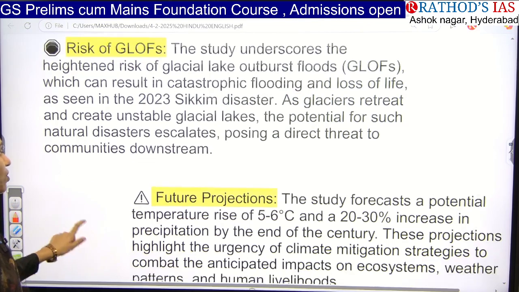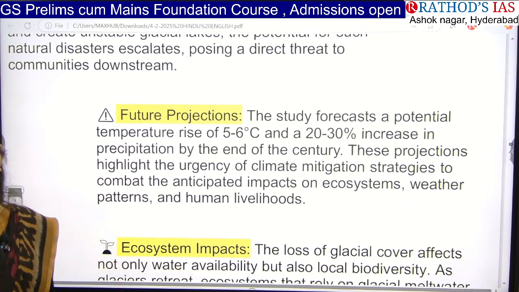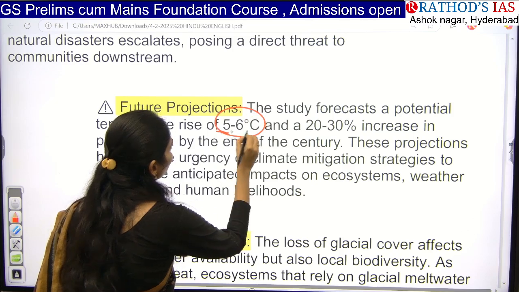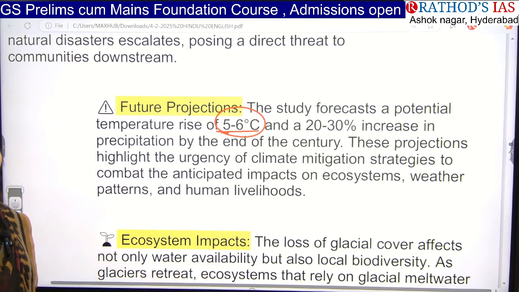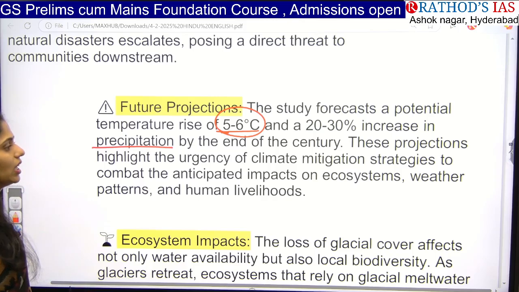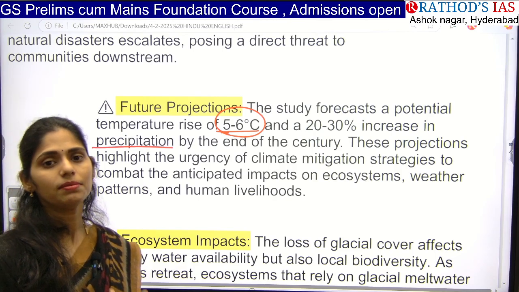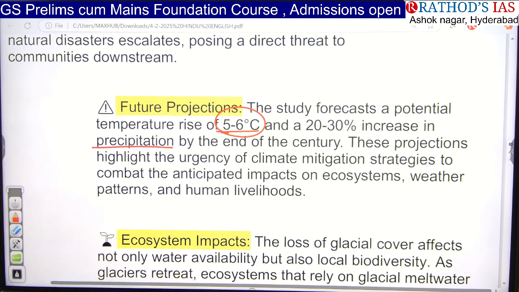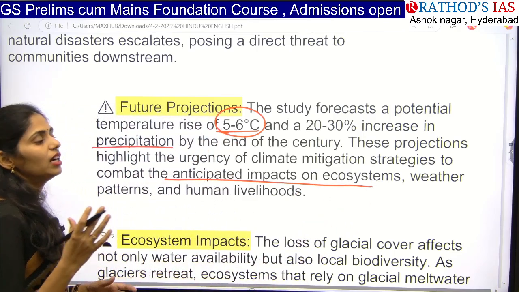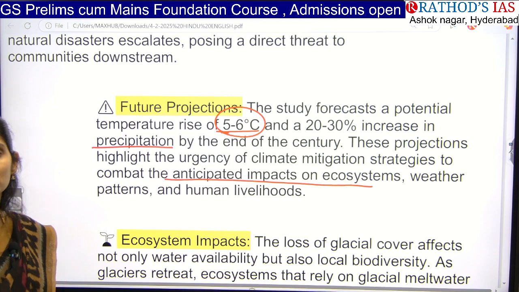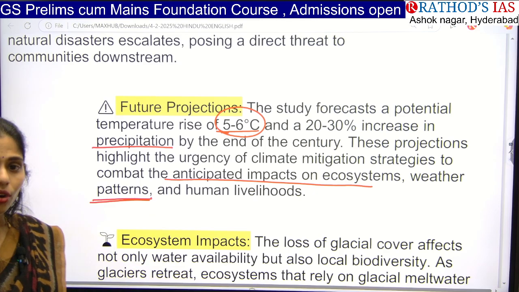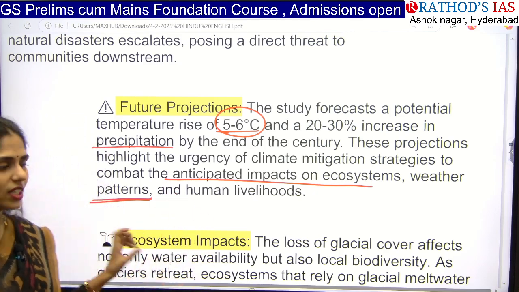And if you see the future prediction, this study forecasts a potential temperature rise of 5 to 6 degrees centigrade. That will lead to a 20 to 30% increase in precipitation by the end of the century. Because of this, we have to take urgent climate mitigation actions so that we can decrease the impact on our ecosystem and on biodiversity, and we can focus on weather patterns, and secure human livelihood as well. So these are the things that are mainly said.